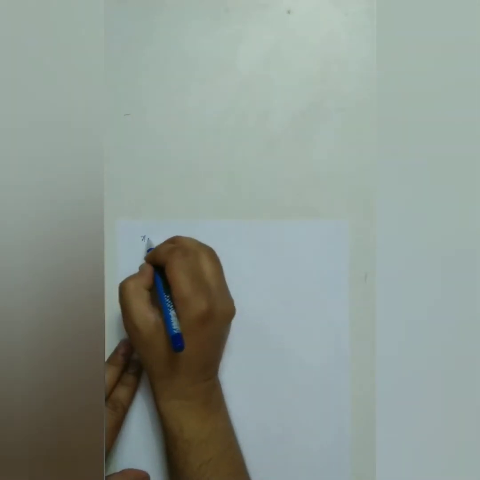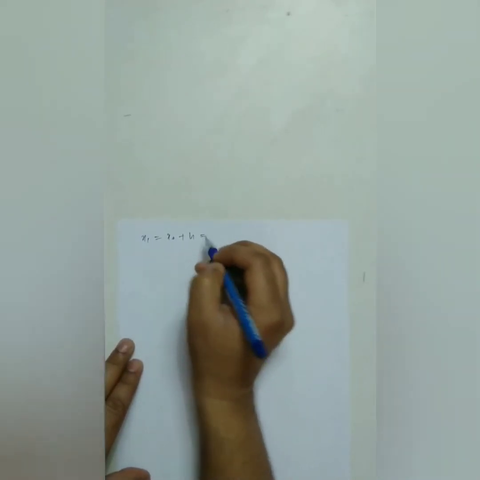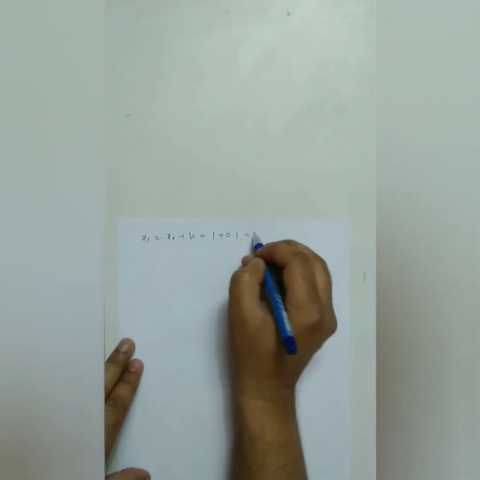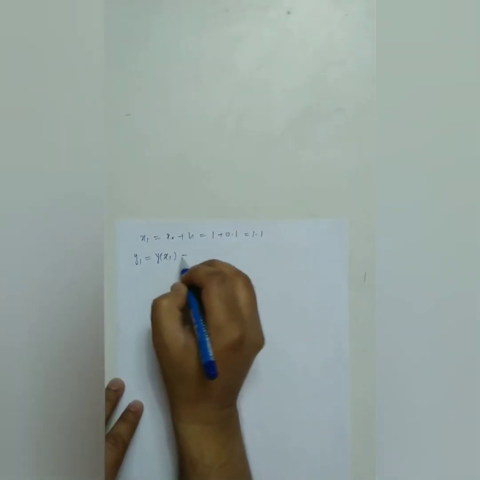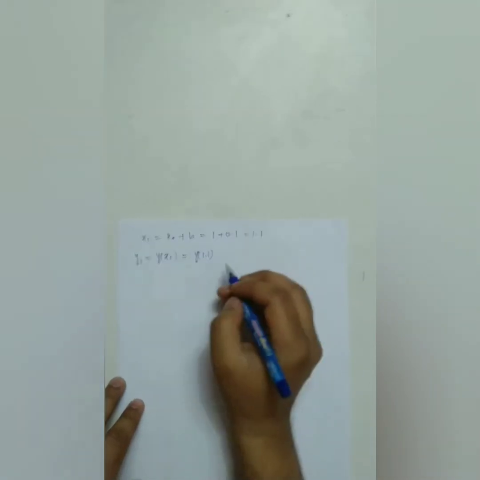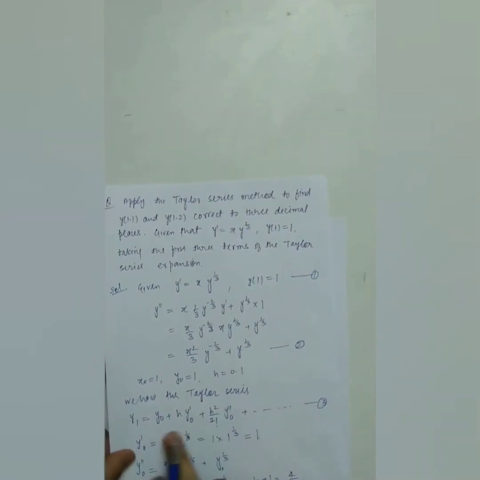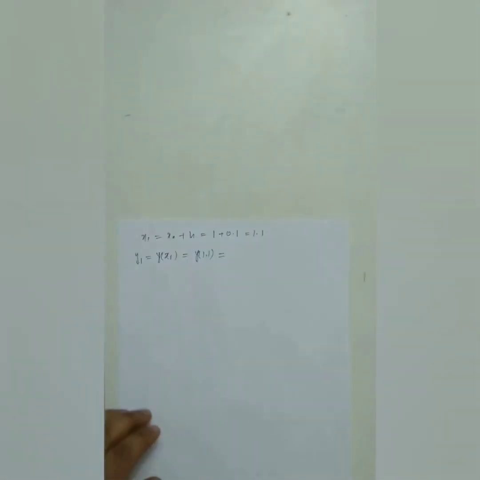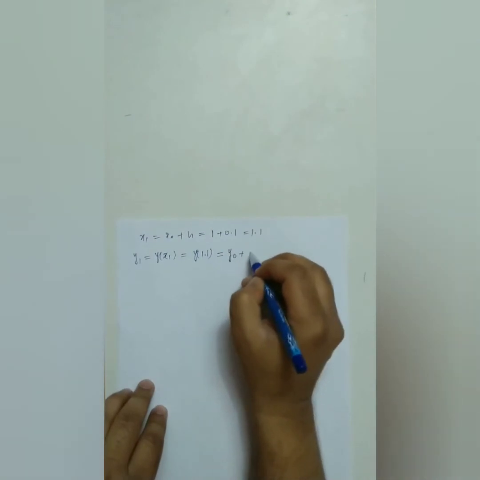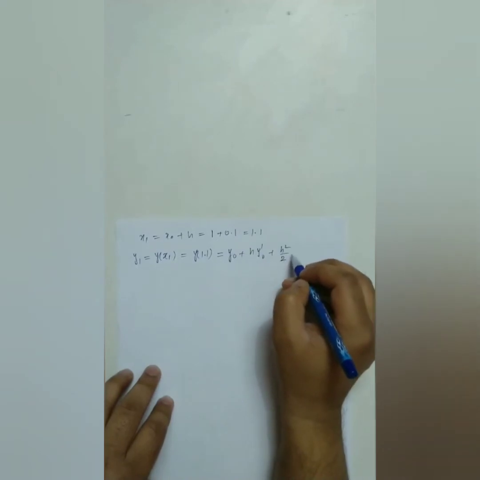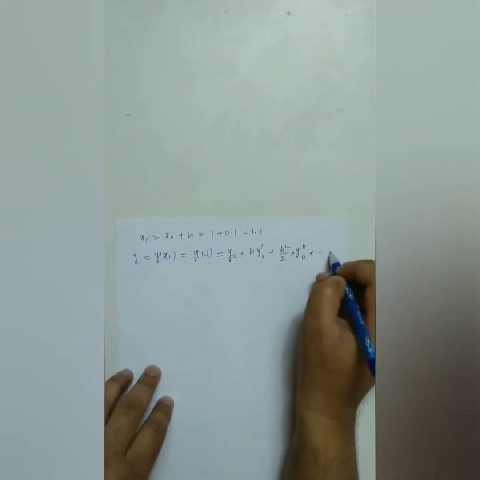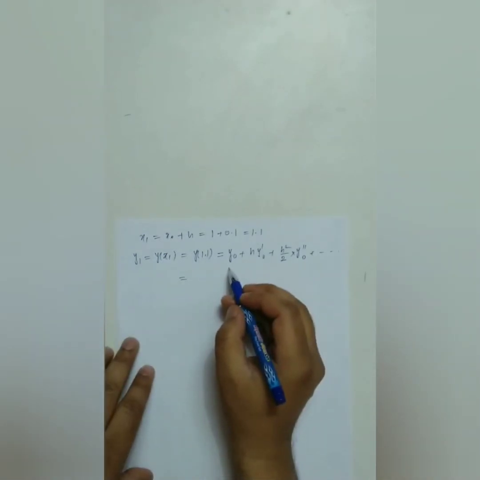Here we have x1 equal to x0 plus h, and x0 is 1, h is 0.1, that is 1.1. So we can find the value of y1. y1 means y at x1, that is y at 1.1. By using equation number 3, this is y0 plus h y dash 0 plus h square by 2 factorial y double dash 0 and so on. So now we put the values.